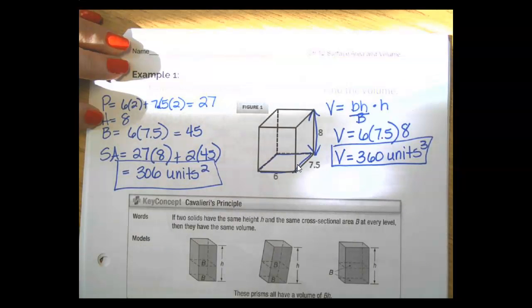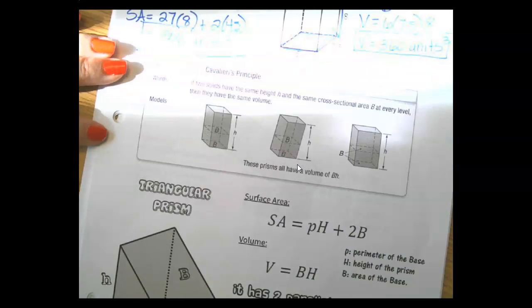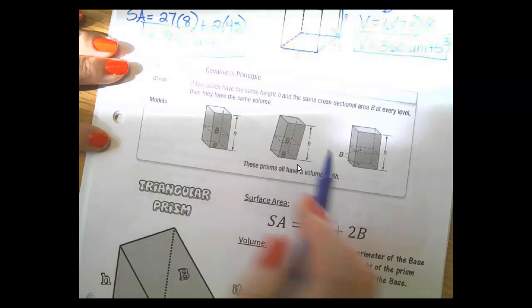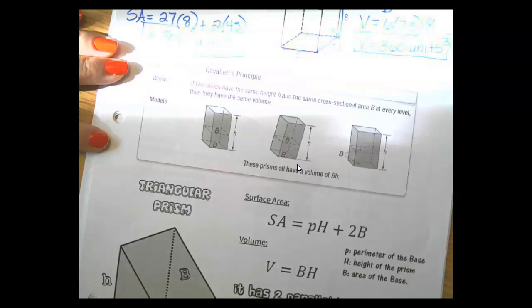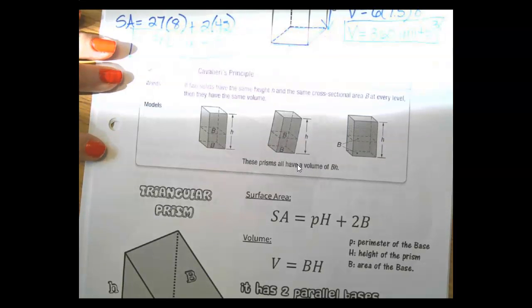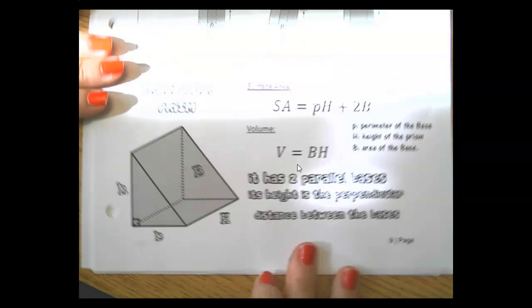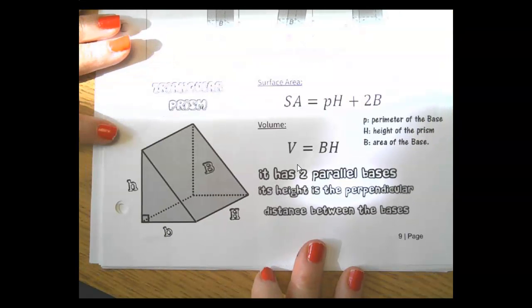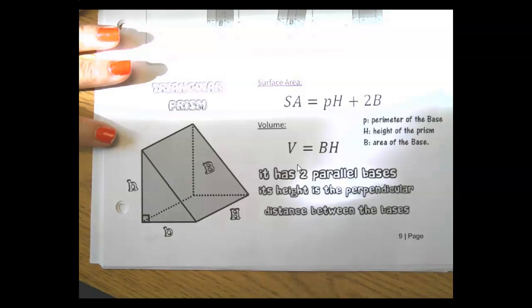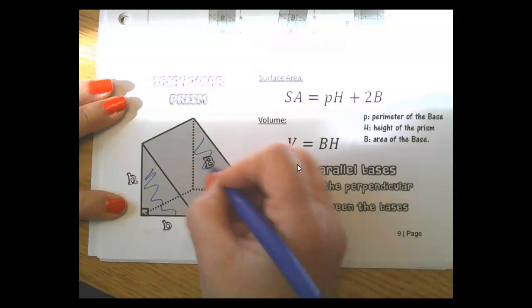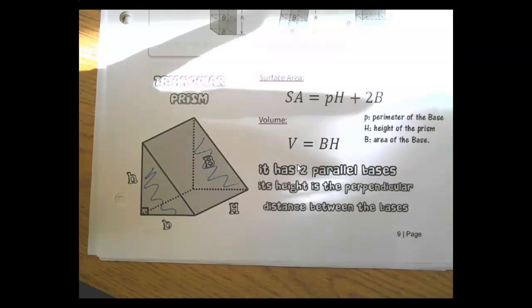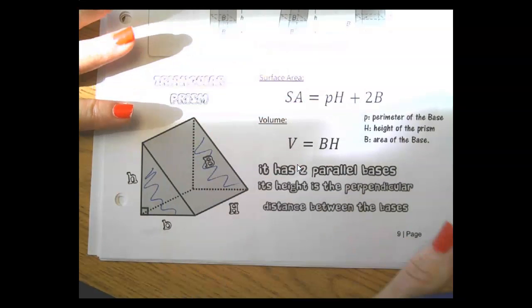Okay, next one. This is just information: just because it's leaning, it still has the same height, same base, same everything, so they have the same surface area and volume. Here's the triangular prism. This one gets a little more interesting. Since it's a prism, these are the bases, which you sometimes forget. So it's the same formula.